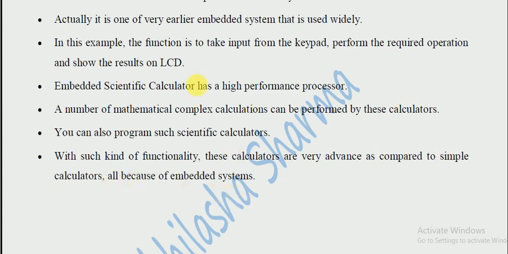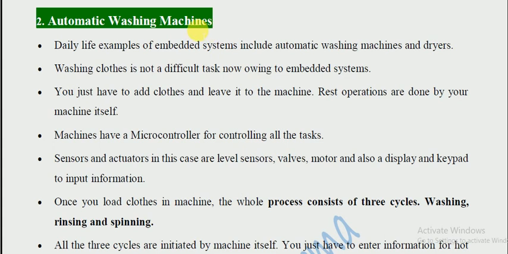Next we will move towards the next example of the embedded system. This one is the automatic washing machine. The daily life examples of embedded systems include the automatic washing machine and dryers. Washing clothes is not a difficult task. Now, with an embedded system, you just have to add the cloth and leave it to the machine. So in a smart or automatic washing machine, you just add the cloth and the rest of the operation is performed by the machine itself.